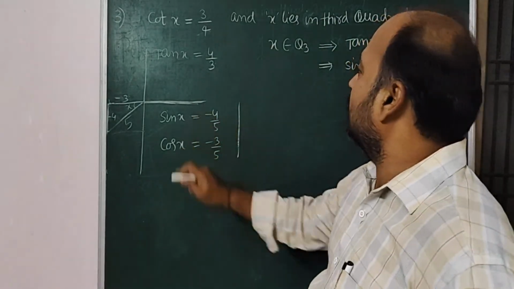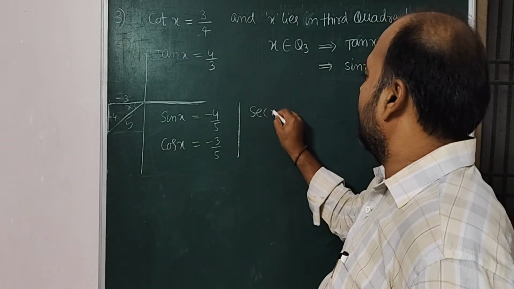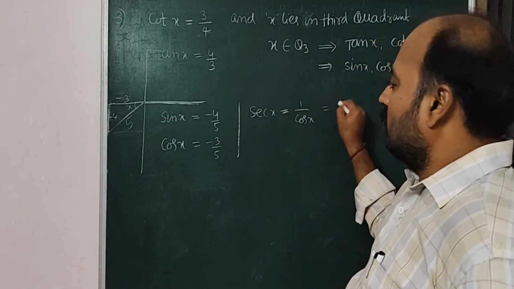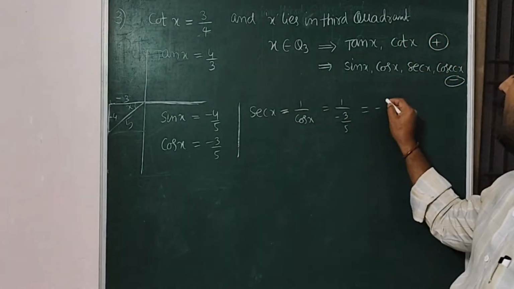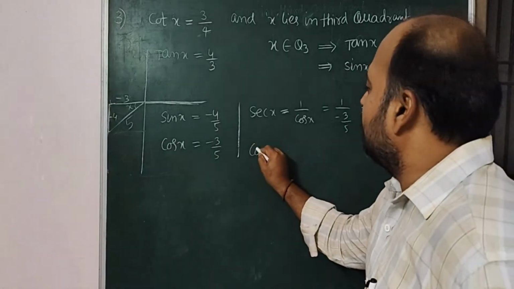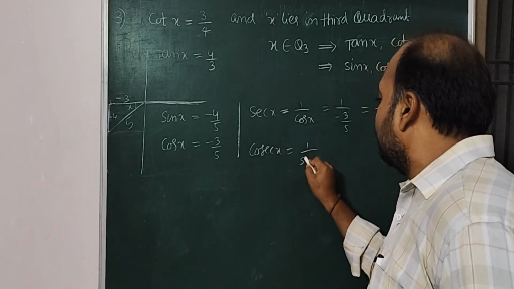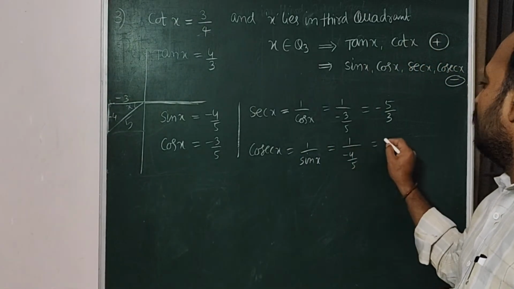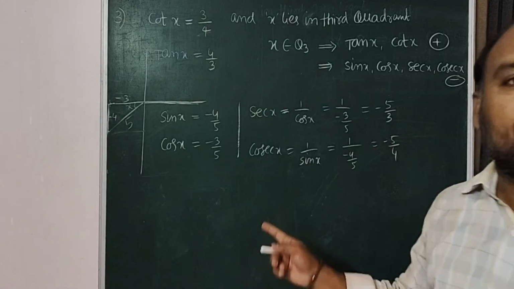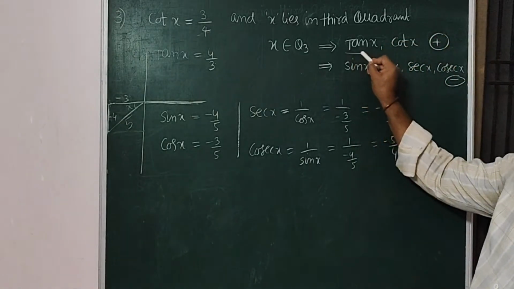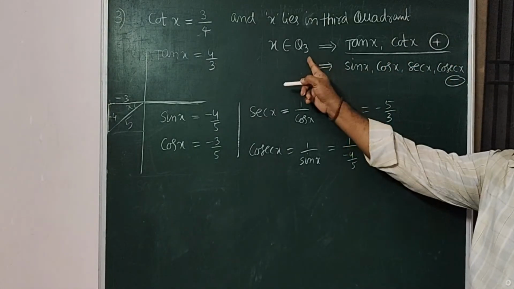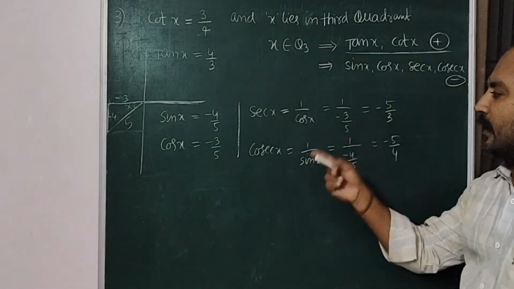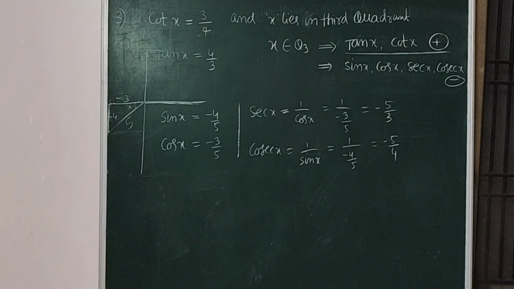Okay, sin and cos are over. Next secant. Secant x is the reciprocal of cos, 1 by cos x, simply 1 by minus 3 by 5, that is equal to minus 5 by 3. Next cosecant x, reciprocal of sin, 1 by sin x, 1 by minus 4 by 5, that is equal to minus 5 by 4. Okay dear students, I hope you understand. x belongs to the third quadrant, tan and cot both are positive and the rest of them are negative. We'll go to the next question.